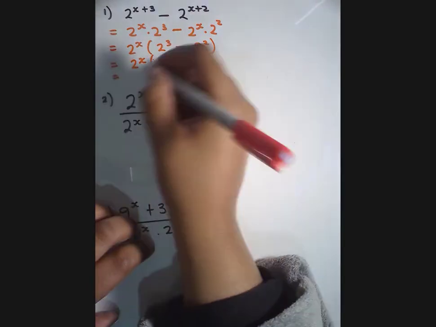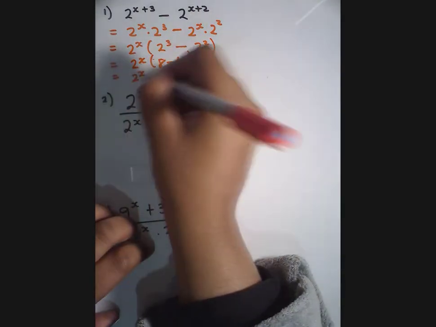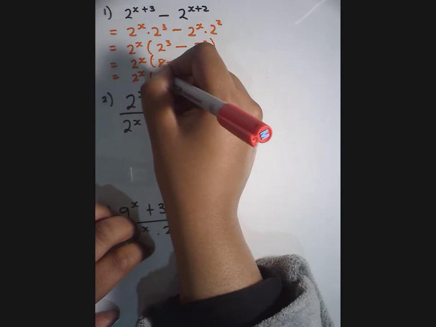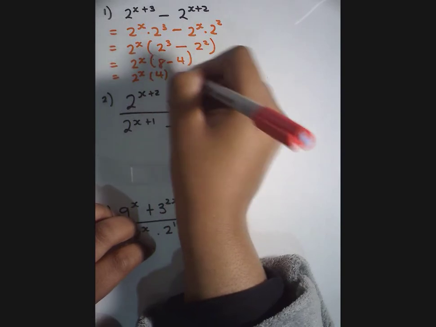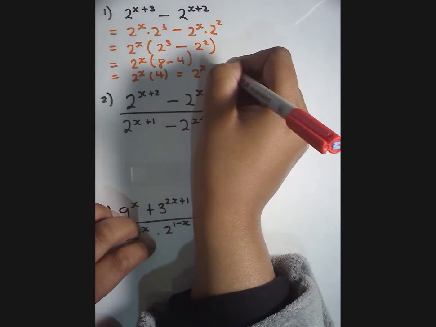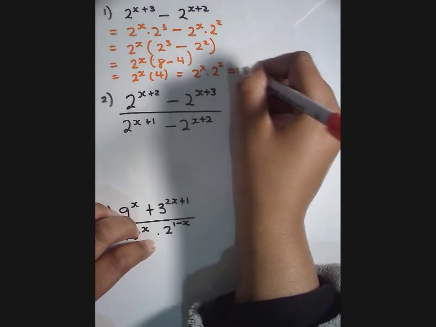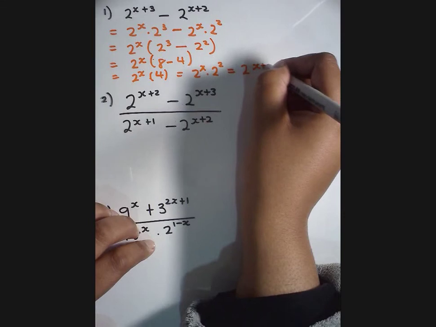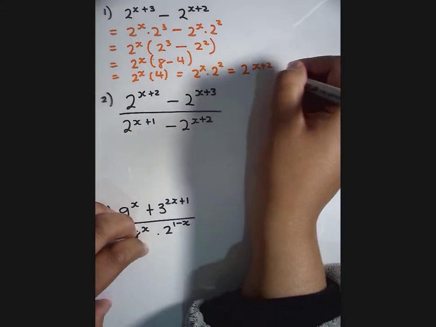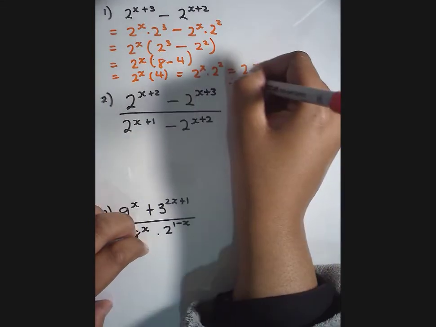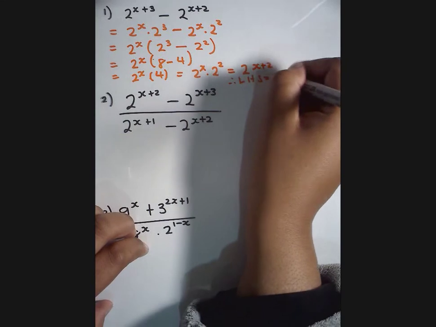It's going to be 2 to the power of x times, in this bracket here, 4, or 2 to the power of 2. So what is it? 2 to the power of x times 2 to the power of 2, which is the same as saying 2 to the power of x plus 2. So therefore my left hand side is equal to my right hand side.